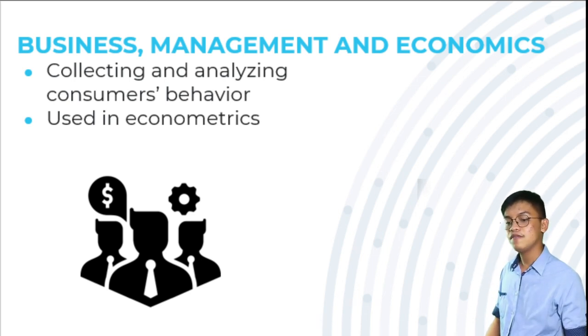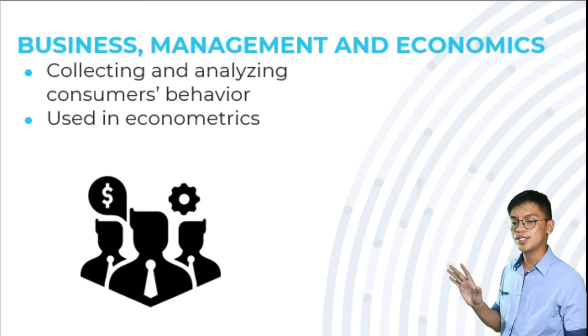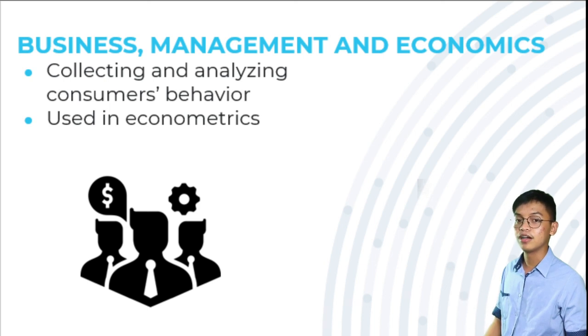And quantitative research is also used in econometrics. When we say econometrics, it's your GDP or GNI. When we say GDP, your gross domestic product, and GNI, gross national income. In other words, quantitative research helps us see if our economy is booming or not.